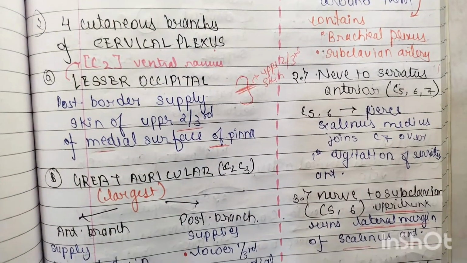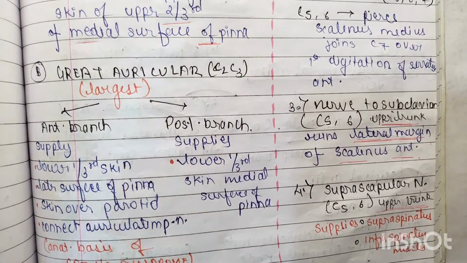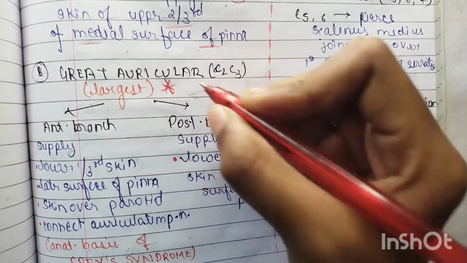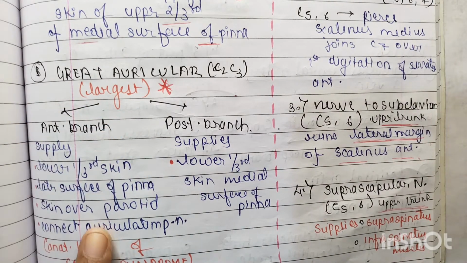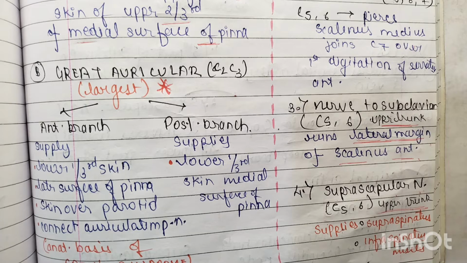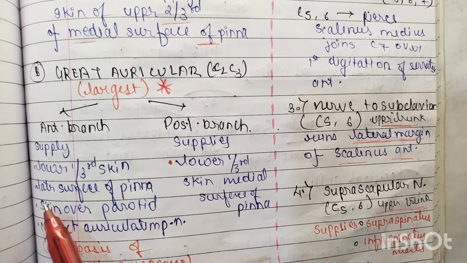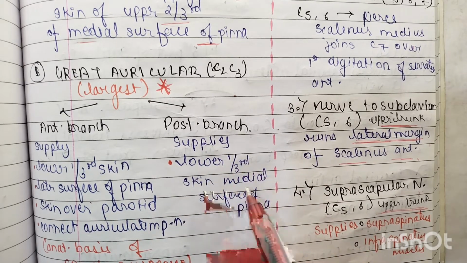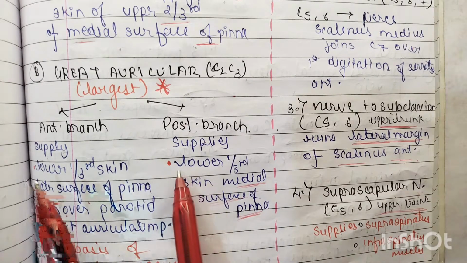Coming to the greater auricular nerve, it has C2 and C3, and one very important point here is that the greater auricular is the largest nerve in the posterior triangle. It is divided into two parts, an anterior branch and a posterior branch. The anterior branch supplies the lower 1/3 of the skin on the lateral surface of the pinna, whereas the posterior branch supplies the lower 1/3 of the skin on the medial surface of the pinna. What is the difference between the two?